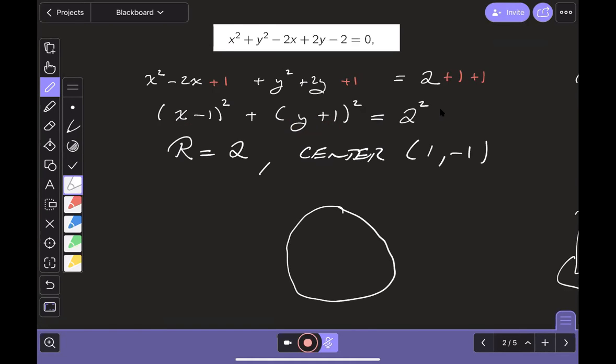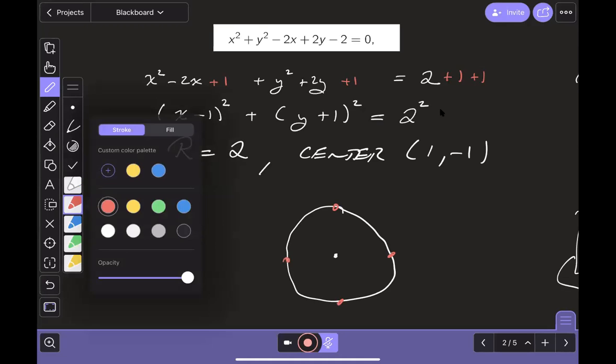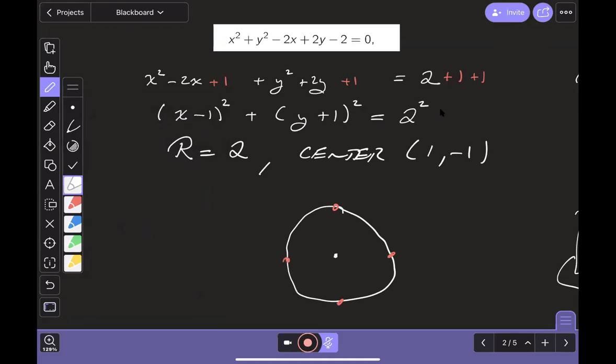Not a very good circle, right? Put the center down and then talk about the 4 characteristic points along the circle. This is a pretty bad looking circle. I know that. Well, what's the center? I'll write this down for you. The center is 1, minus 1.